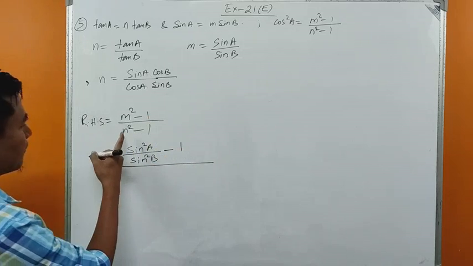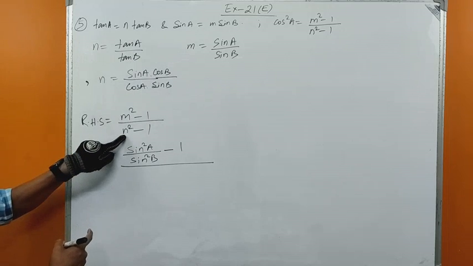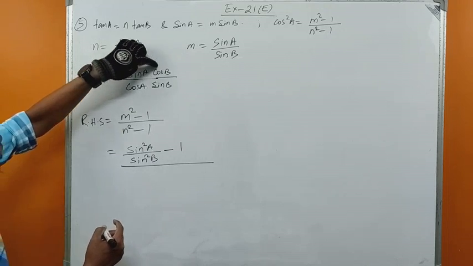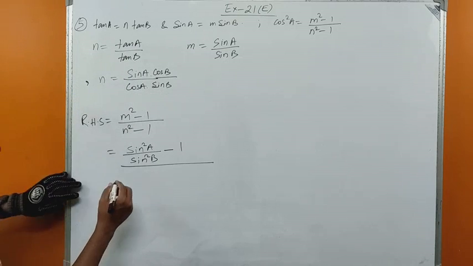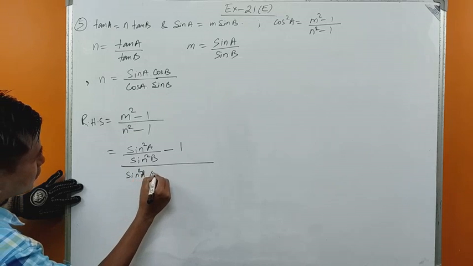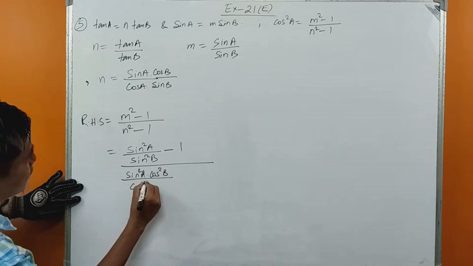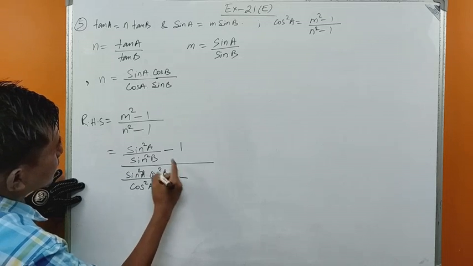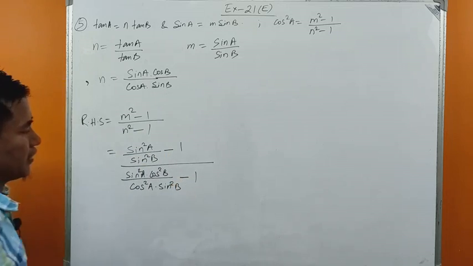And in the denominator we have n square. What is n? N is this whole thing, so n squared means this whole thing squared: sin square A into cos square B upon cos square A into sin square B, minus 1.